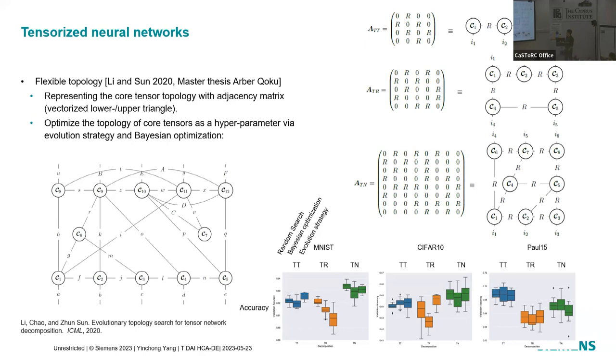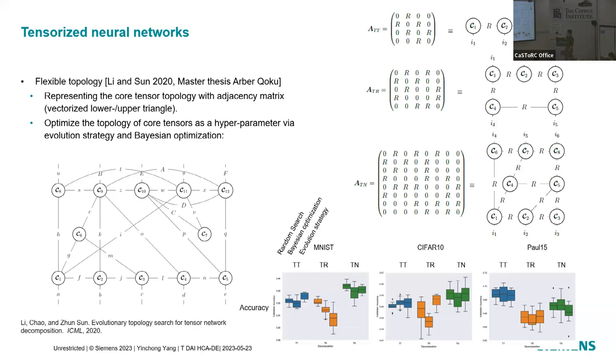So what we see on the bottom right is that the first three plots represent the experiments on the MNIST data, CIFAR10 data, and the POV15 data. On the y-axis, we have the reported accuracy. On the x-axis, we have the performance of the tensor train neural network, the tensor ring neural network, and what he called tensor network, which is this optimized topology network.